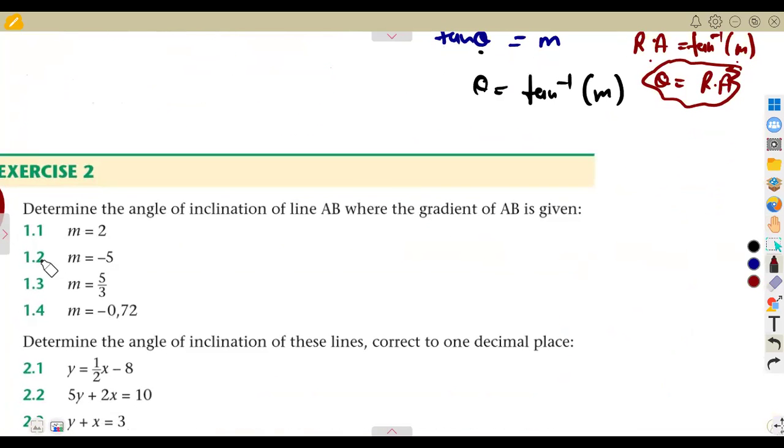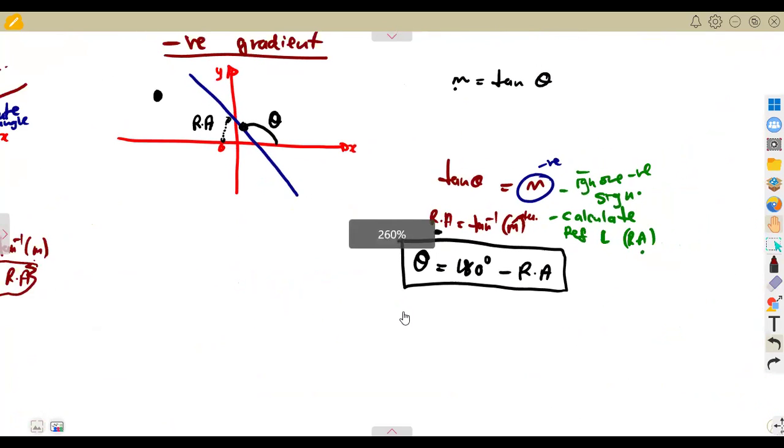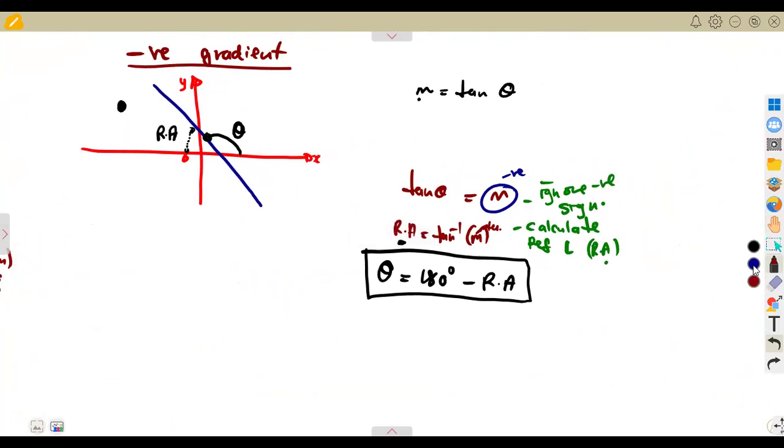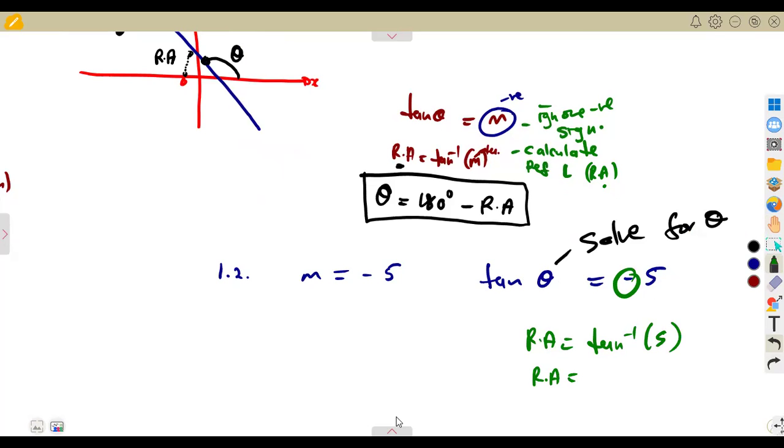But when it is negative like that, our M is -5, our gradient is -5, we have to consider this condition that we are given here. Like I said, you ignore the negative, because we understand that tan theta is equal to the gradient, which is -5. But to solve for theta, you are back to your trigonometry. You don't just calculate theta, you are solving for theta. In the actual sense, you ignore this negative and calculate the reference angle, which is arctan of 5.